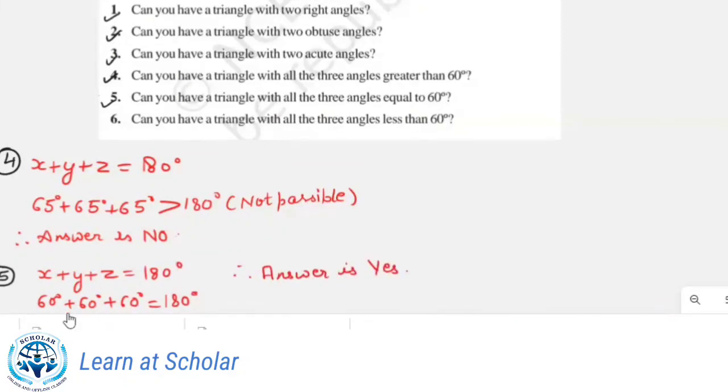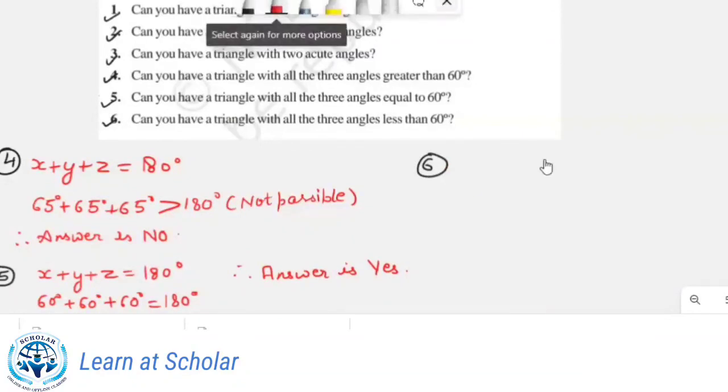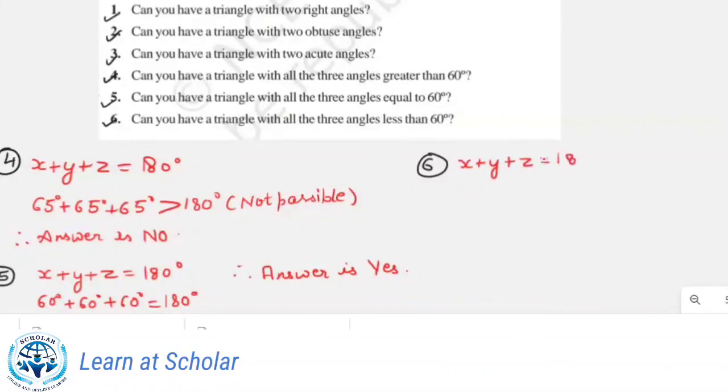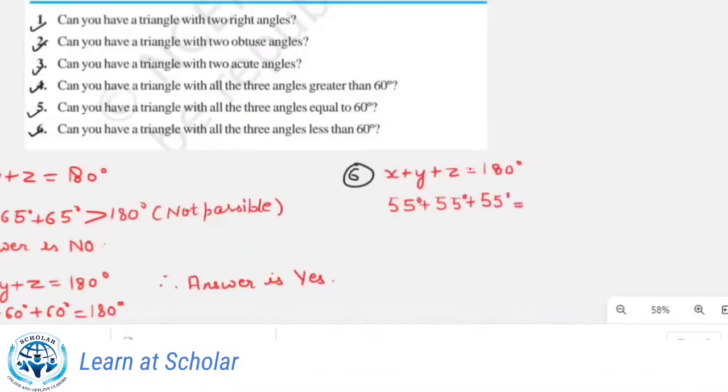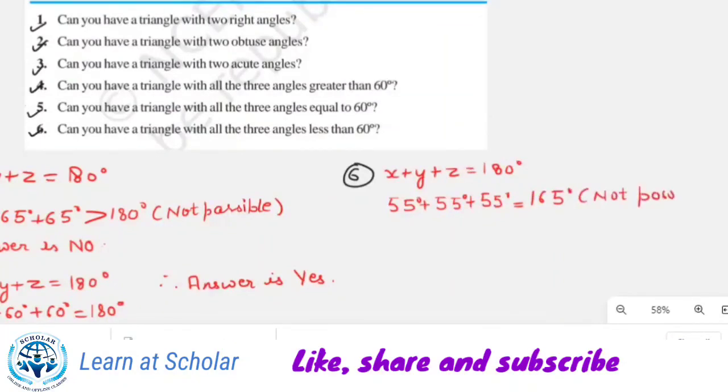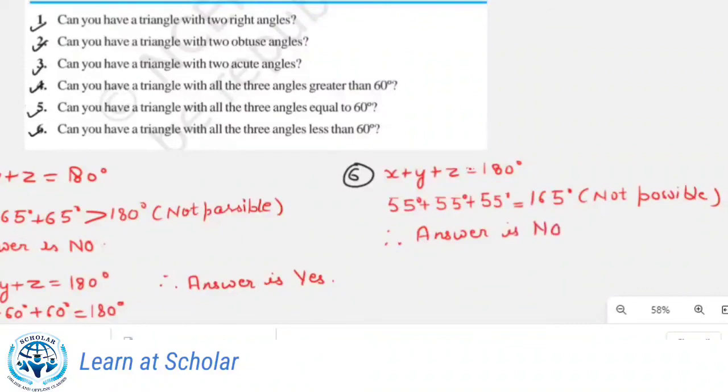Can you have a triangle with all the three angles less than 60 degree? Let's find out the sixth one also. x plus y plus z is equal to 180 degree. Less than 60 degree, that means we can take 55 degree. The sum is 165 degree, which is not possible. The sum must be equal to 180 degree. We can take different angles less than 60 degree and the result will be the same. So the answer is no.